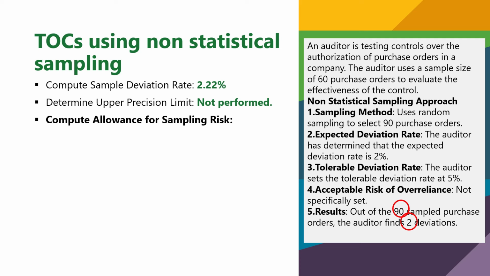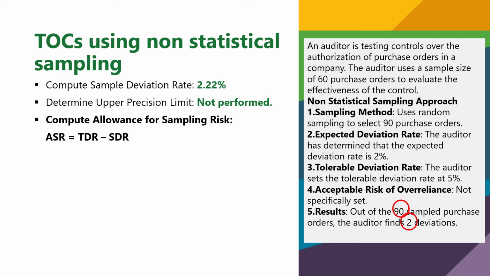So what we are going to do is to simply compute the allowance for sampling risk. And because we do not have an upper precision limit, our allowance for sampling risk will simply be the tolerable deviation rate less the sample deviation rate. And I think it is precisely this formula that will allow us to appreciate the role of the allowance for sampling risk. Because if you can imagine, the tolerable deviation rate is kind of like your threshold. It's your limit, it's your threshold.